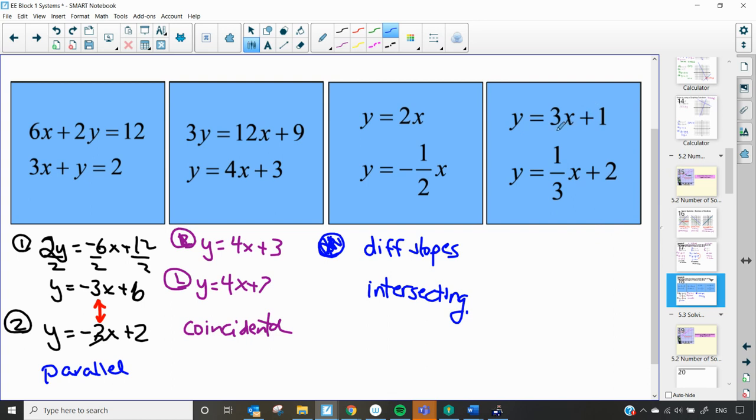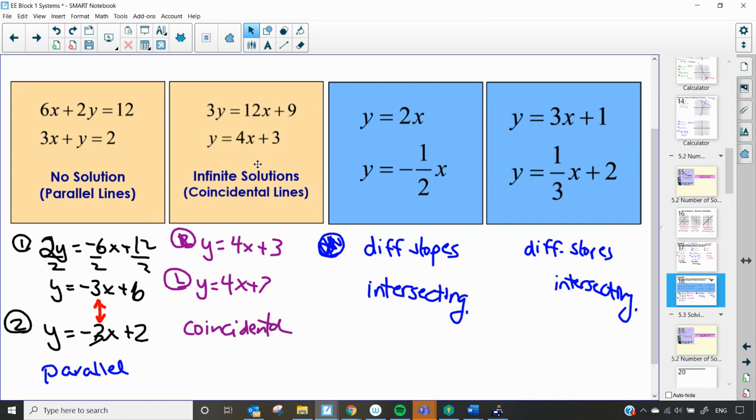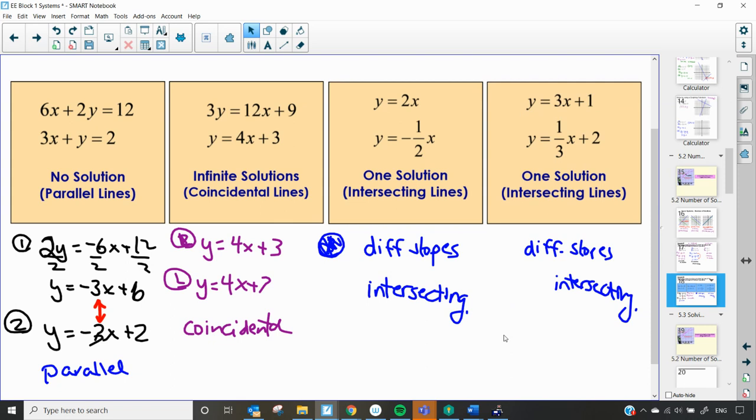All right, let's take a look at the last one here. We've got y equals 3x plus 1, y equals 1/3 x plus 2. Again, different slopes and intersecting lines. All right, now let's check our answers here. We've got parallel, no solution, infinite solutions, coincidental, one solution, meaning intersecting lines, and one solution, intersecting lines.